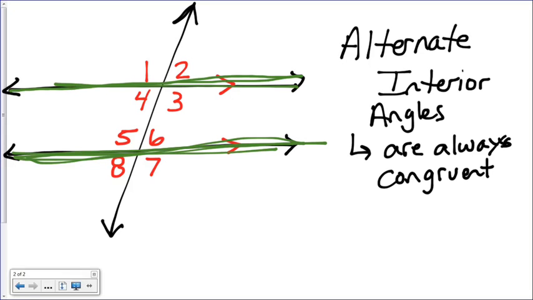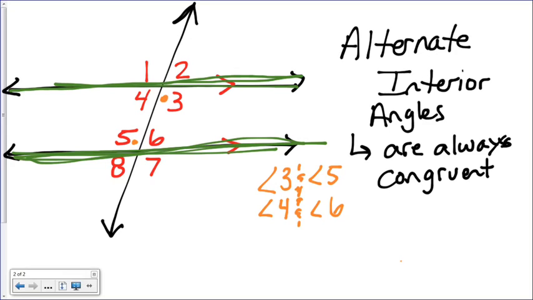The angles inside the parallel lines are 4, 3, 5, and 6, right? That's what interior means. Now alternate, this really helps. They're the angles on one side and then the other angles on the other side. The first pair of alternate interior angles are 3 and 5. Notice they're both inside the parallel lines, but 3 is on the right and 5 is on the left. The other pair would be 4 and 6, because 4 is on the left, 6 is on the right, and they're inside the lines. So that is alternate interior angles.